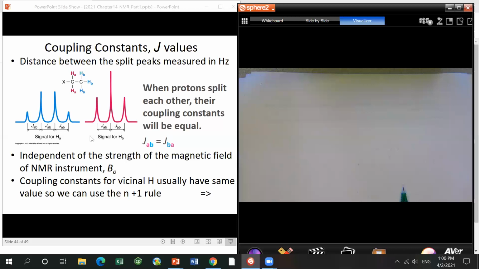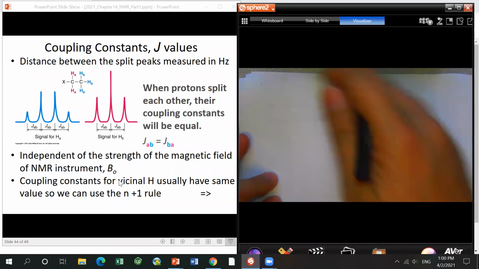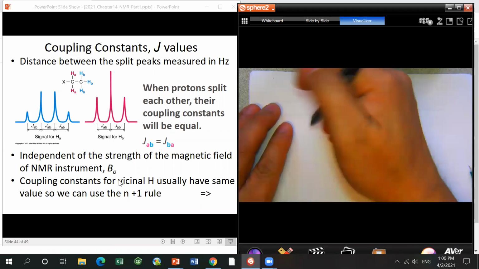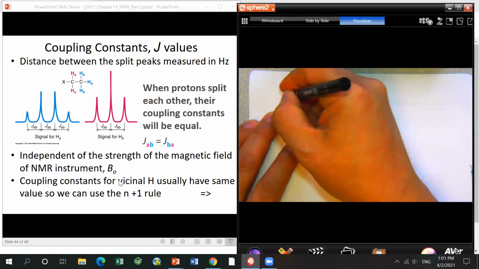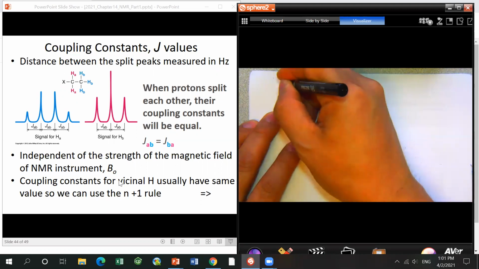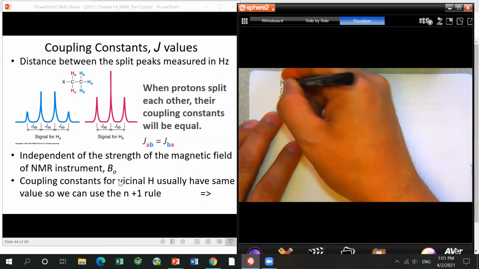instrument. If two neighboring hydrogens have the same kind of J coupling constant, then we can apply the n+1 rule. So what does that mean? Let me give you one example. For example, for the middle hydrogen, there are two neighboring hydrogens.